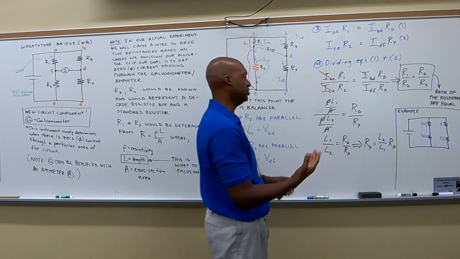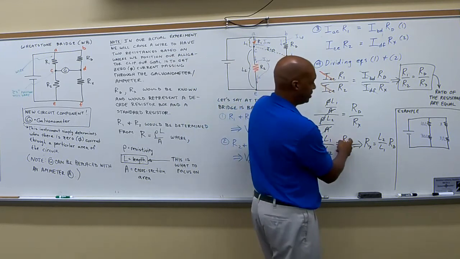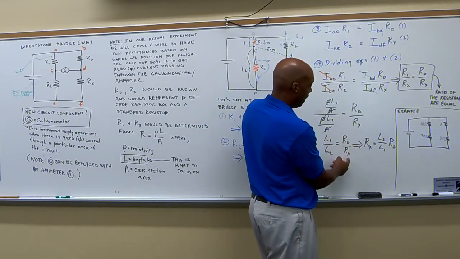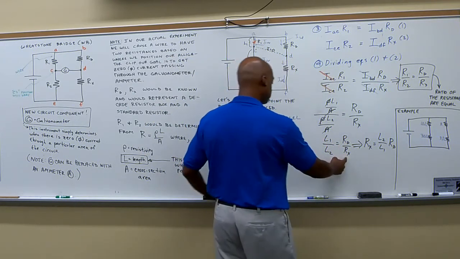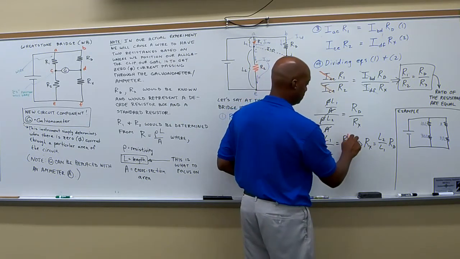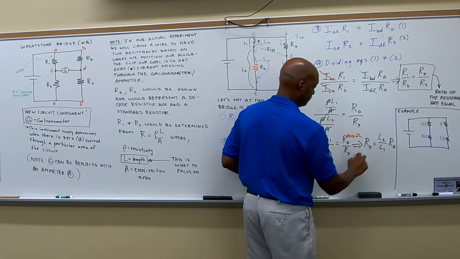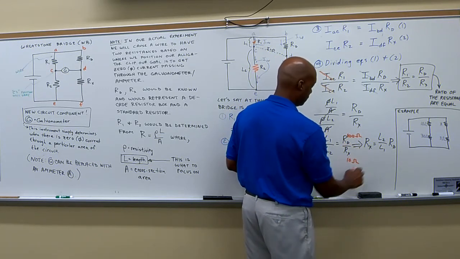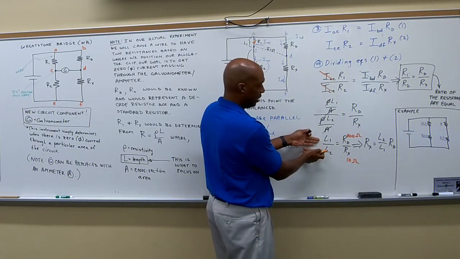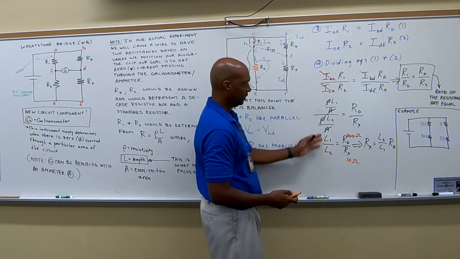So let's just say that you set the decade box to, I'll just say 100 ohms, and you had a resistor here, a given resistor, let's just say of 10 ohms. You should see a ratio of 10 to 1 in this little area here.